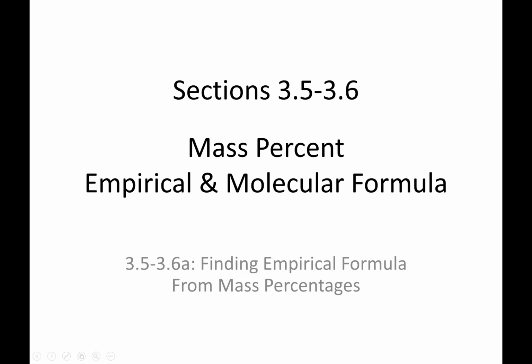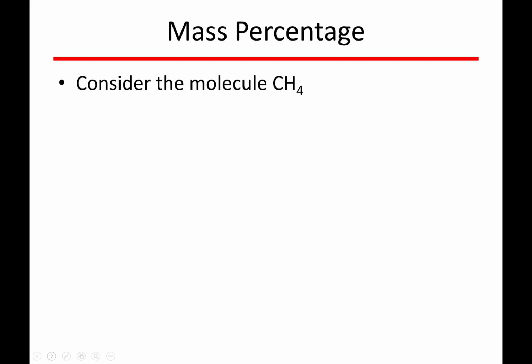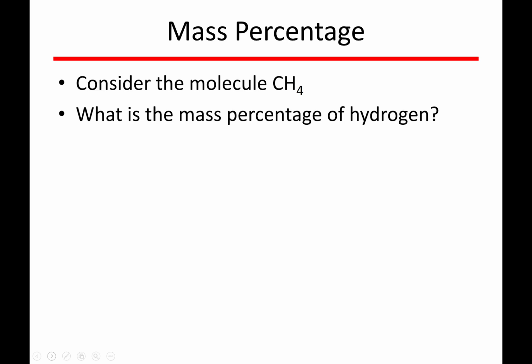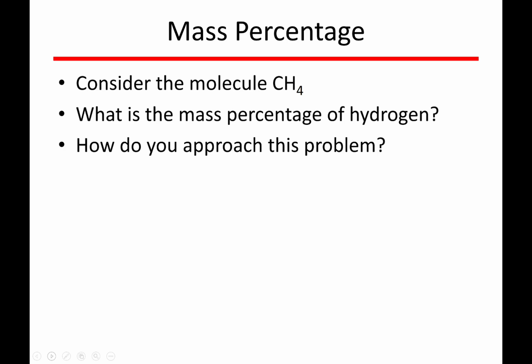Now we'll talk about mass percentages and how you can use mass percentages to determine the empirical formula of a compound. For this problem, we're going to consider the molecule methane, or CH4, and we're asked to find the mass percentage of hydrogen in this compound. So how do we approach this problem? How do we go about solving it?